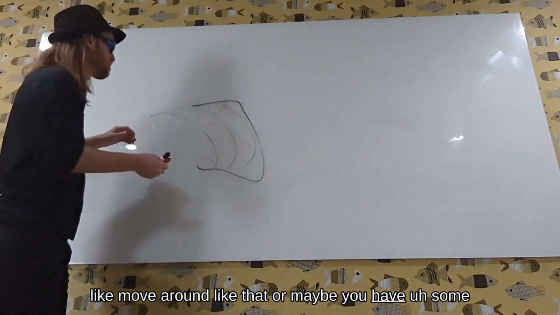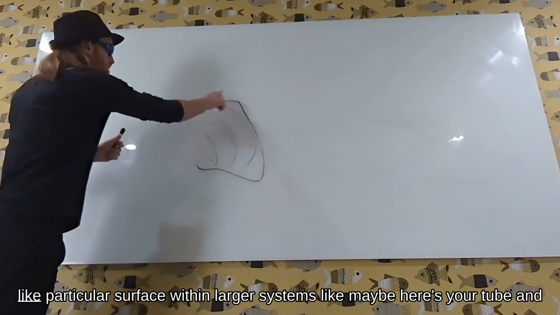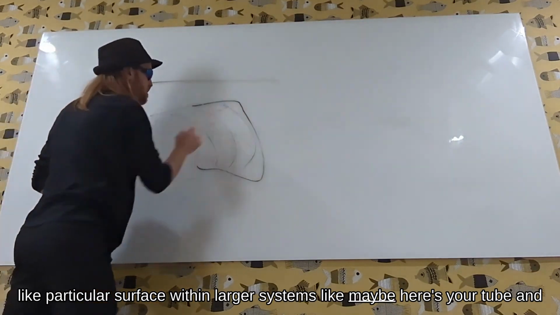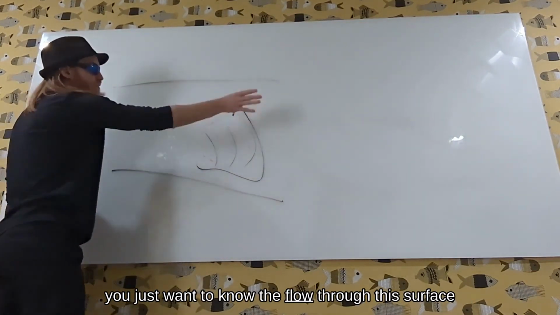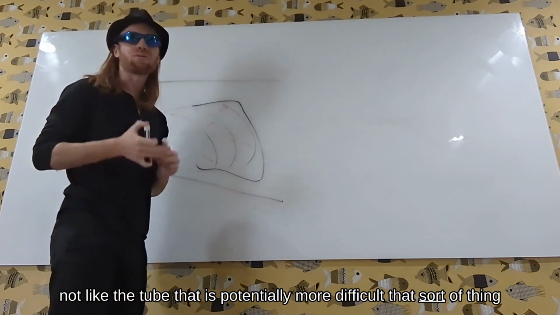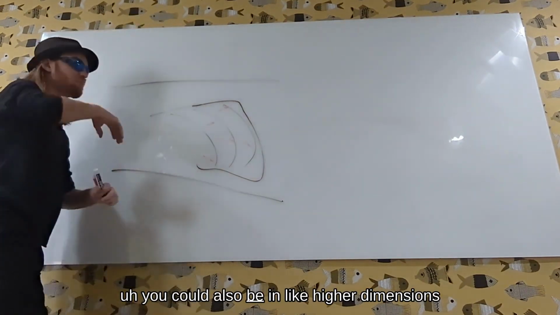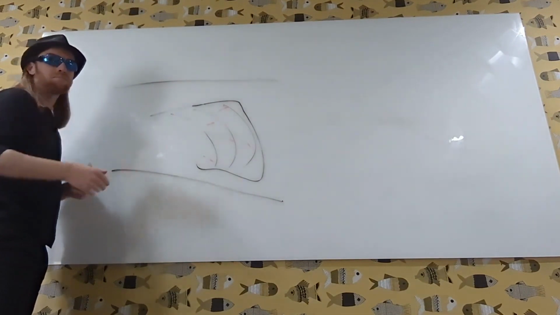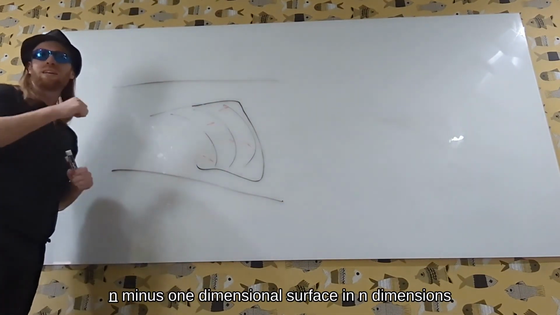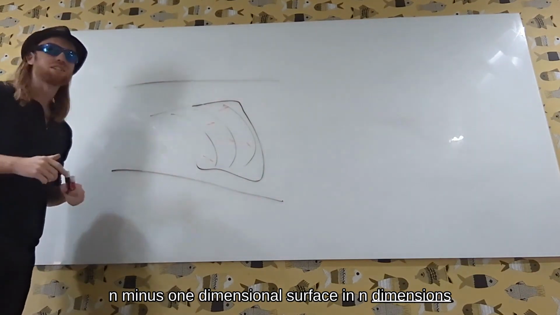Or maybe you have some particular surface within a larger system. Maybe here's your tube, and you just want to know the flow through this surface, not the whole tube. Then it's potentially more difficult. That sort of thing. You could also be in higher dimensions. Maybe this is an n-1 dimensional surface. Welcome. n-1 dimensional surface in n dimensions.